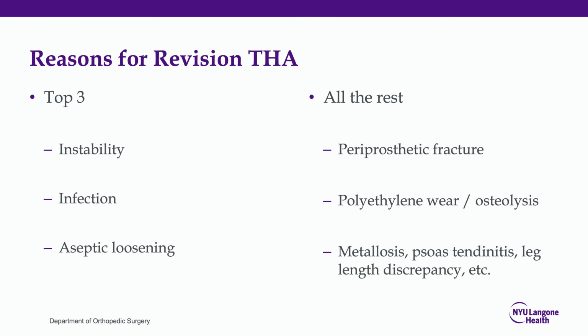The reasons for revision total hip arthroplasty in 2020, the top three are instability, infection, and aseptic loosening, but it's important that we also think about the other ones, including periprosthetic fracture, polyethylene wear and osteolysis, and of course metallosis, psoas tendonitis, leg length discrepancy, and other less common diagnoses.